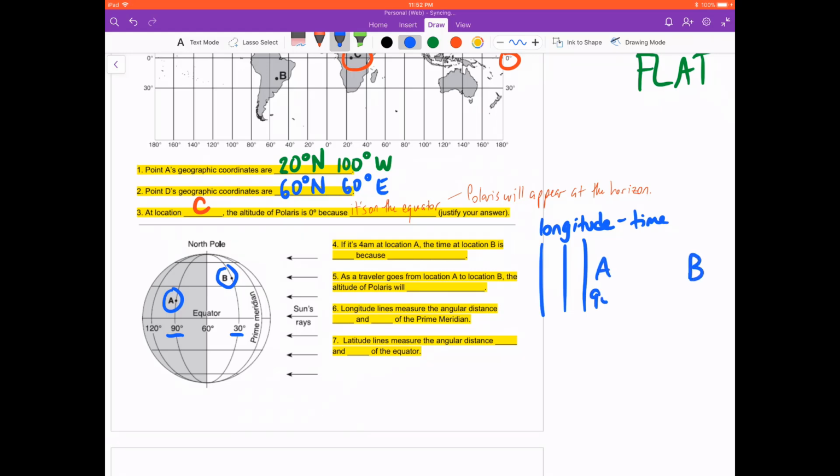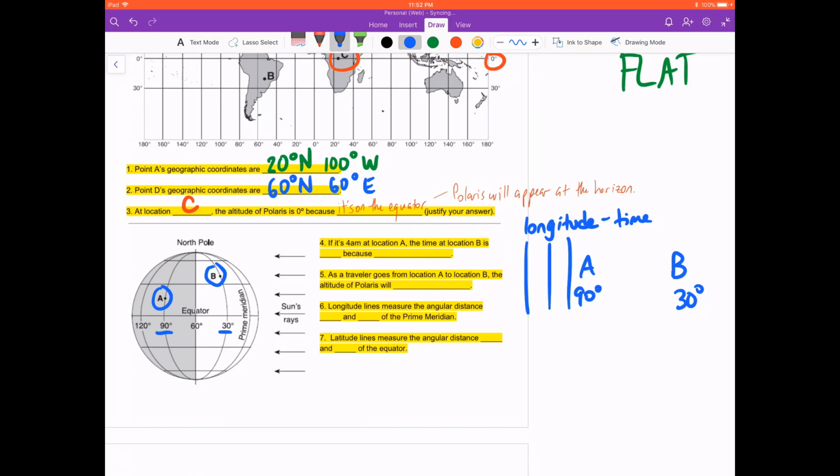Let me write this down. A is at 90 degrees, B is at 30 degrees, and I want to put down whether it's west or east. I'm looking for the prime meridian, and you can see that it is over here. Both of them are left of the prime meridian, which is west. So 90 degrees west, 30 degrees west, and if I subtract them, there is a 60-degree difference. I have to remember that every 15-degree difference equals a 1 hour difference.